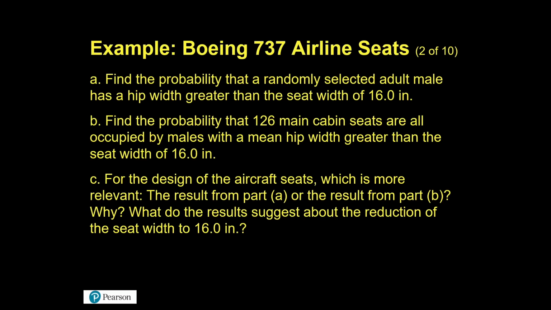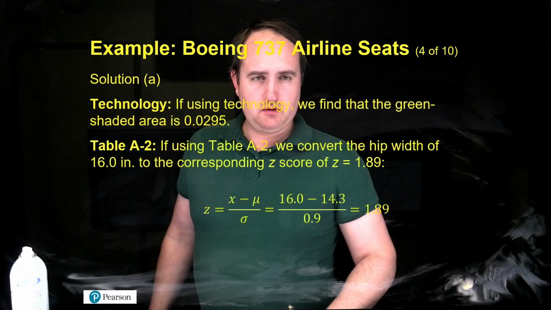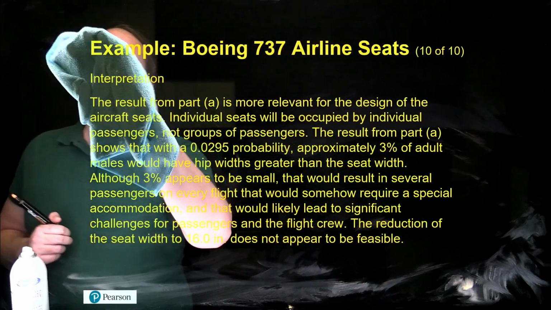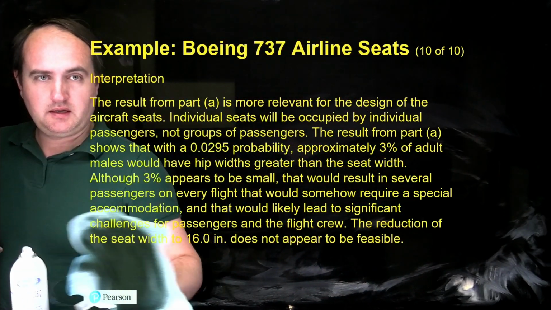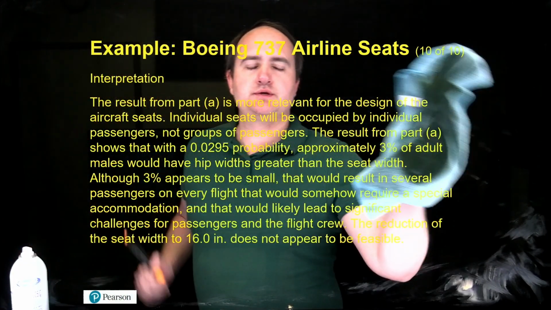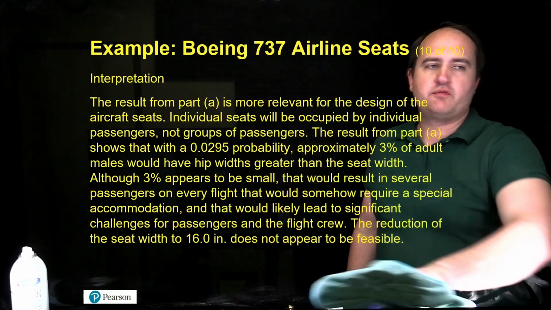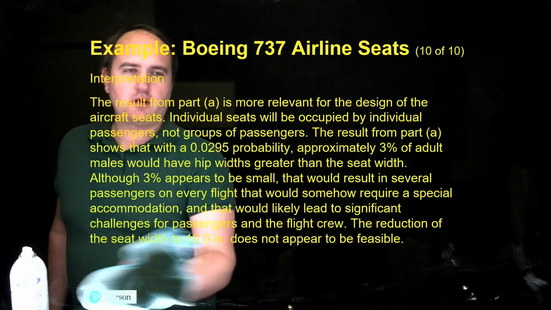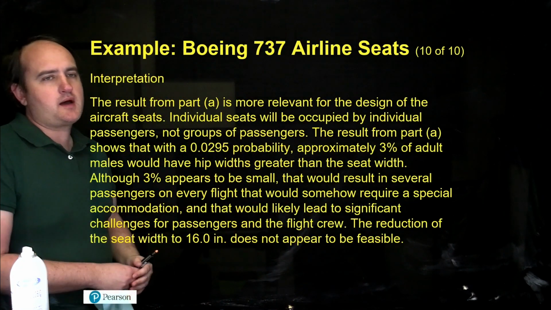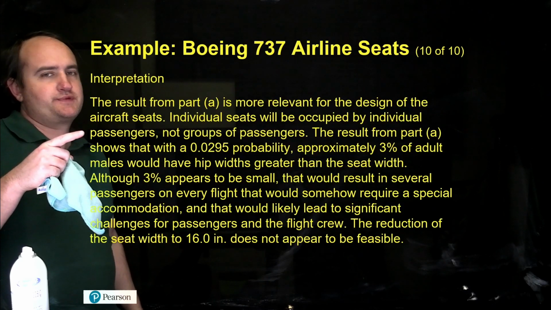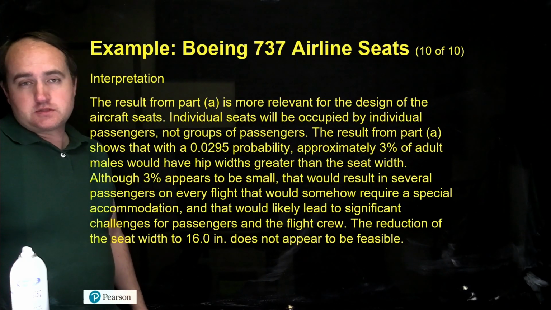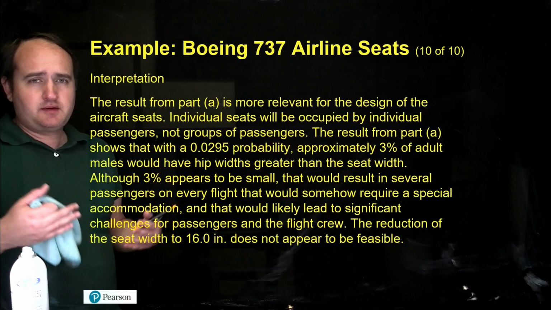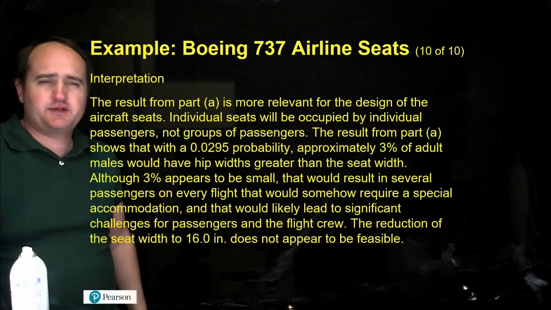Okay, so let's skip to how they answered it. The book actually has a very detailed answer. So the book's interpretation is the result from part A is more relevant for the design of the aircraft seats. Why is that true? Well, they make the argument that individual seats will be occupied by individual passengers, not groups of passengers. Which is, I suppose, a valid point. I mean, you're not going to have 126 guys sitting on the same seat, or at least that's the argument they're making.